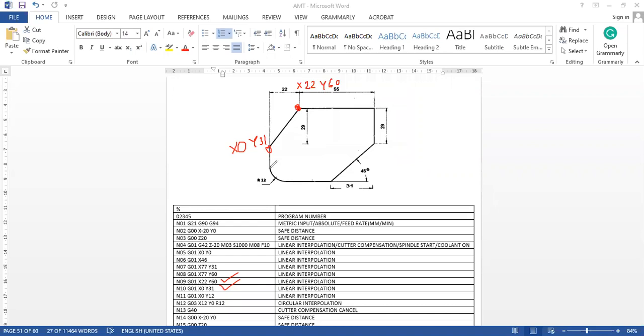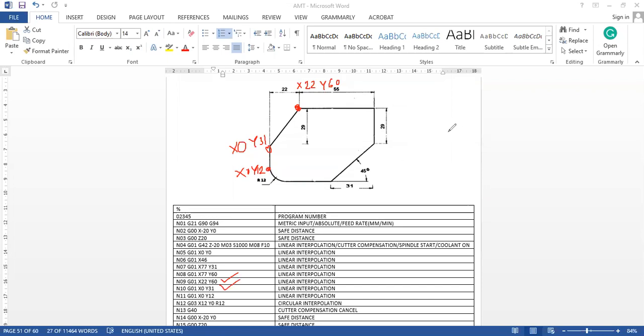Then the tool moves from this point to this point. So this point is X0. And what about the Y value? Y value is 12 because this radius is 12. X value is 0 and Y value is 12.